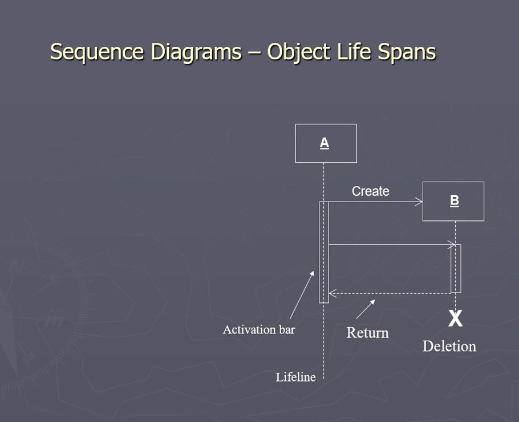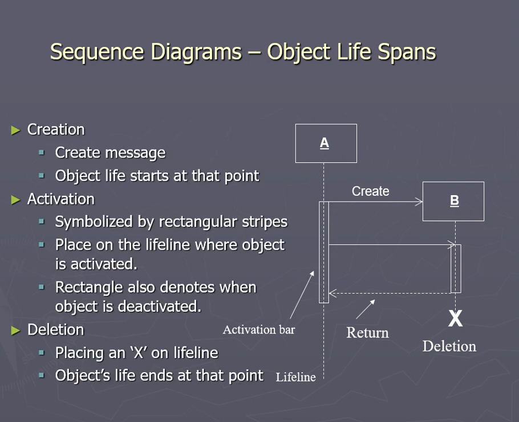Sequence diagram object lifespan: the activation bar, A and B. That activation bar will call, and now what is written on deletion, he will say again that he will return with a hello and he will not receive the phone. That is a deletion and that is a return. Creation: the create message, and the object's life starts at that point. The activation is symbolized by a rectangle strip placed on the lifeline where the object is activated. The rectangle also denotes when the object is deactivated. Deletion is the placing of an X on the lifeline, where the object's life ends at that point.